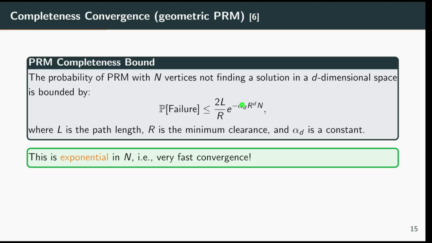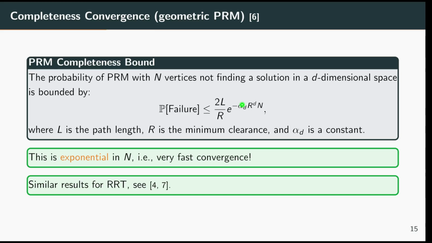Again, we talk about completeness convergence, not optimality here. But just finding a solution should be really, really fast. And I think that's also what we see empirically. So just finding a solution with PRM or the RRT is very, very fast. Yeah, and so similarly, you can try to figure out what the convergence rate is for RRT, and it also turns out to be basically exponential in the number of sample iterations that you take.